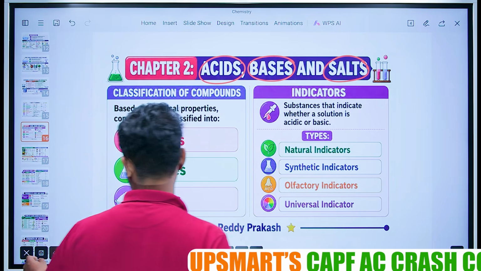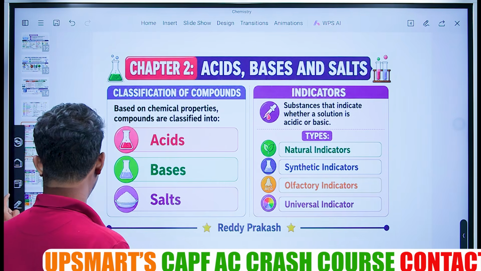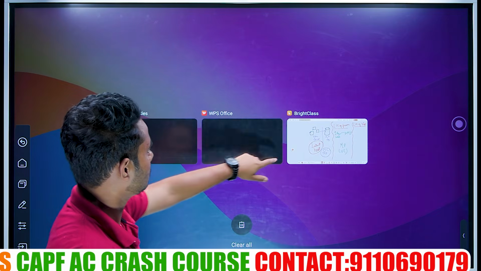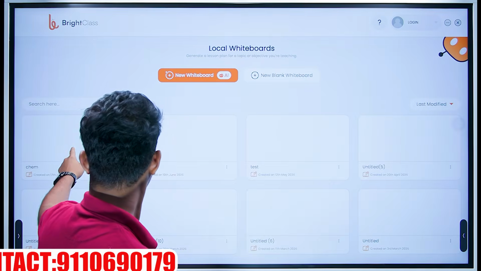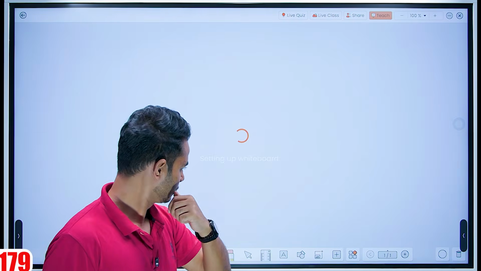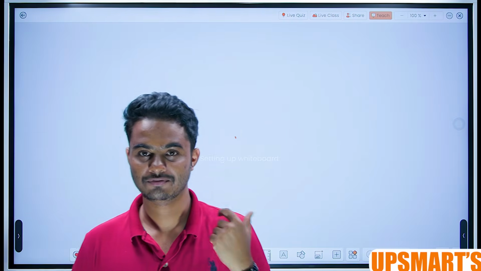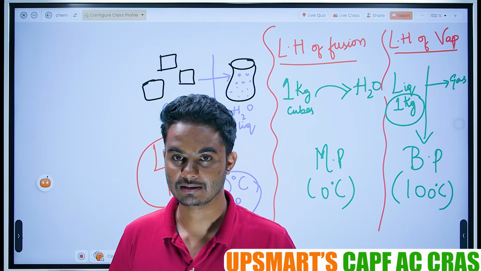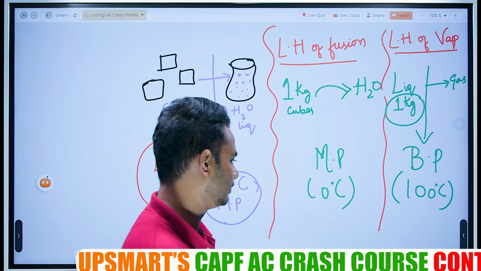Let me take a whiteboard so that I can explain more clearly. So, do you know the difference between acids and bases and the salts? If you know, kindly comment it down.